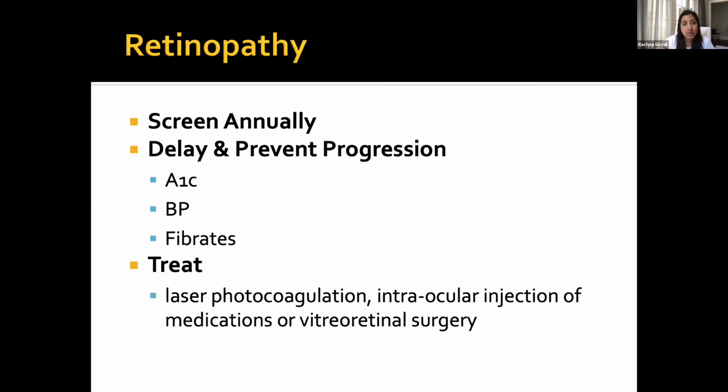So we talked about this already. You want to screen annually for retinopathy. You want to control the A1C and the blood pressure. There's some data that actually shows that fibrates will decrease your risk of retinopathy. The data is not great, which is why we don't typically use fibrates for retinopathy, but there's one paper in particular that does show that there's some evidence with fibrates. And so these patients should be referred to ophtho, where they can get laser photocoagulation, intraocular injection of certain medications, or they can also undergo surgery.